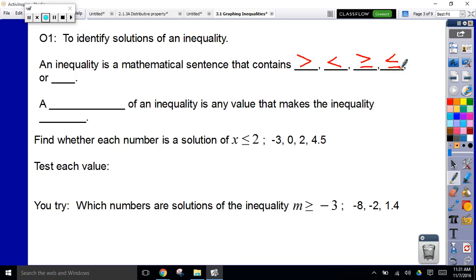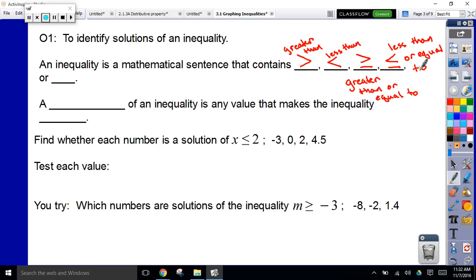If you get confused about how to say what the symbols are, keep in mind that we read from left to right. So if I'm reading from left to right, I get to the bigger part first. So this one I would read as greater than. The next one would be less than, because I get to the smaller part first. This one is greater than or equal to. And this one is less than or equal to.